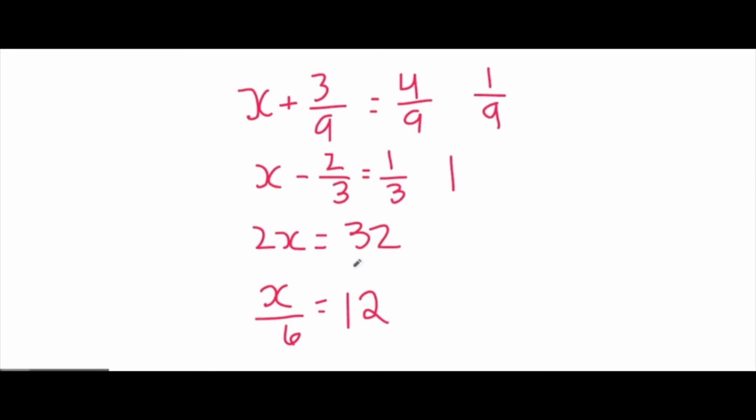Here we have 2x equals 32, and we can use the division property of equality to divide both sides by 2 to isolate x. So 32 divided by 2 would be 16, which is our answer. Lastly, we have x over 6 equals 12, and we can use the multiplication property of equality to multiply both sides by 6 to isolate x. So 12 times 6 would be 72, and that would be our answer.